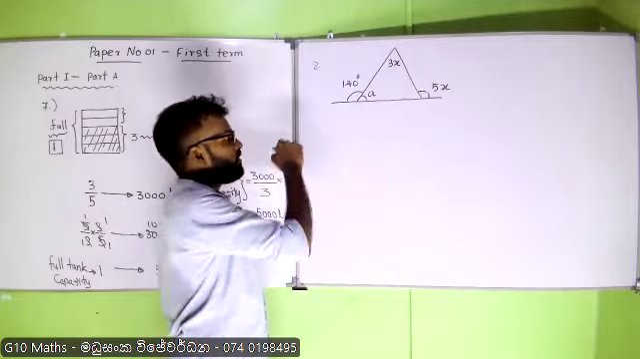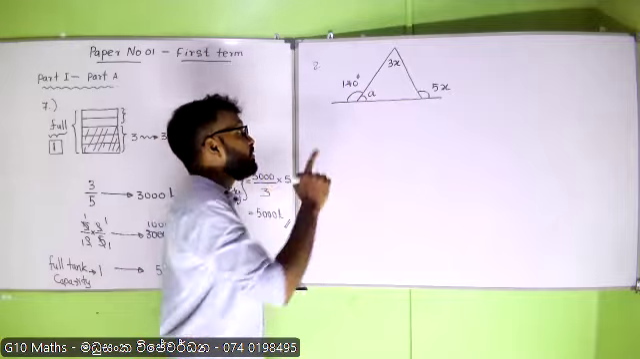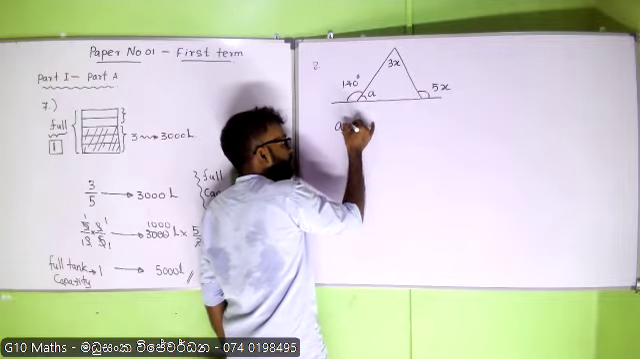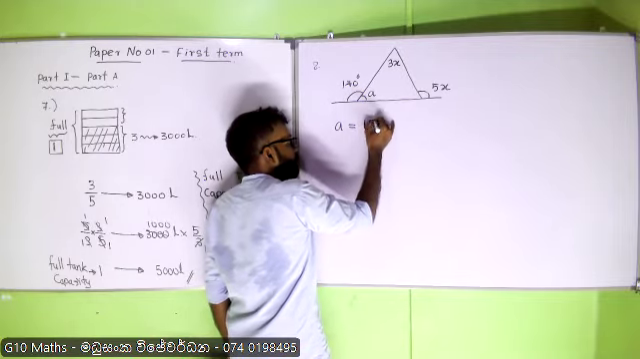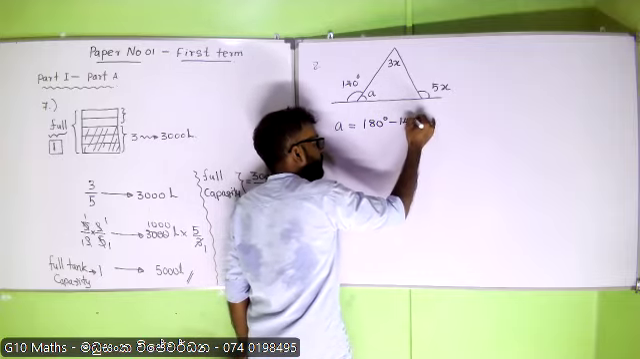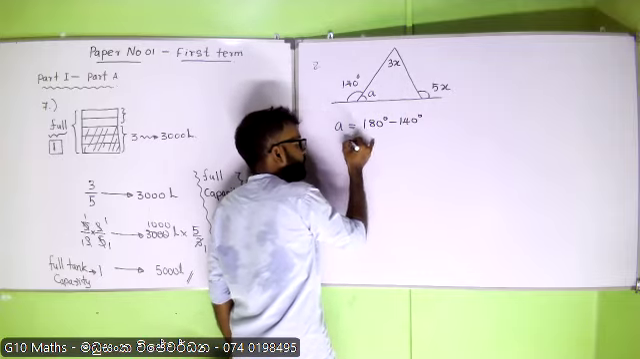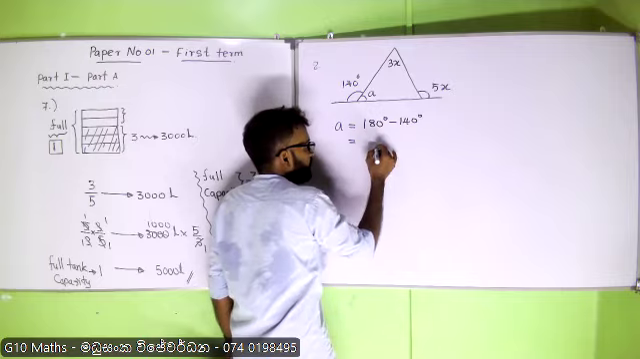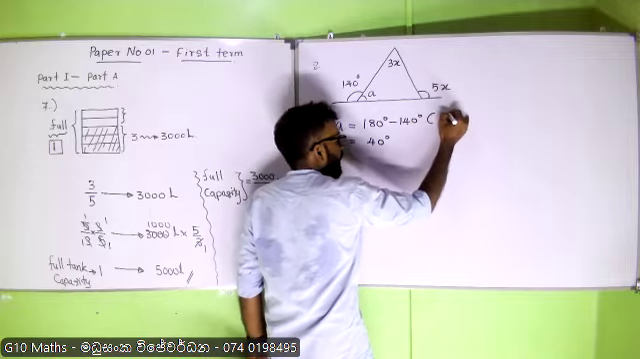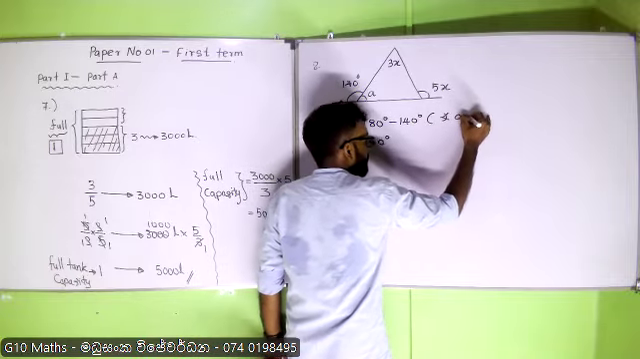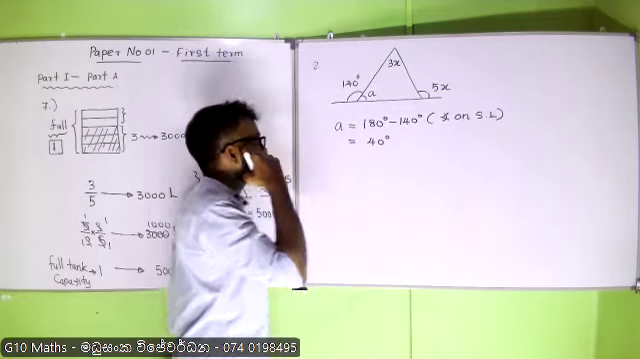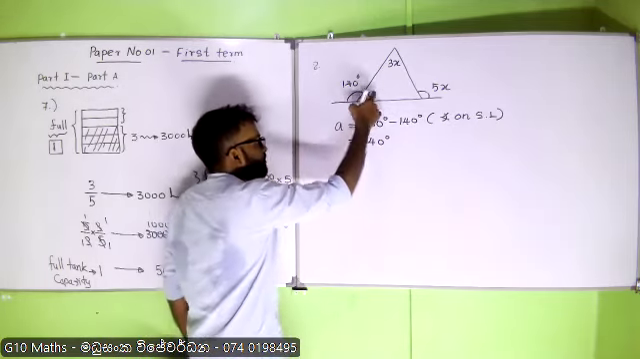In order to find the value of x, I am going to find A first, because we have 140 here. So at once I can write the value of A. A equals 180 degrees minus 140 degrees, which is 40 degrees. What is the reason? Angles on a straight line. So A is equal to 40.